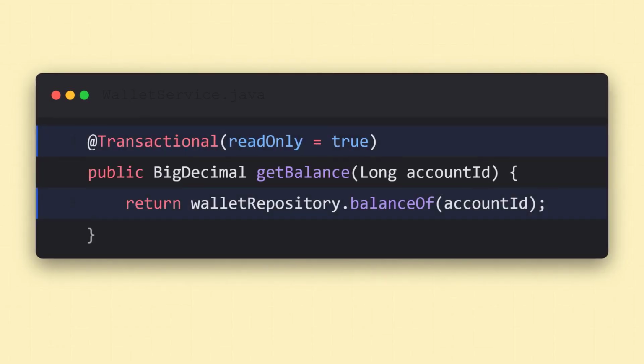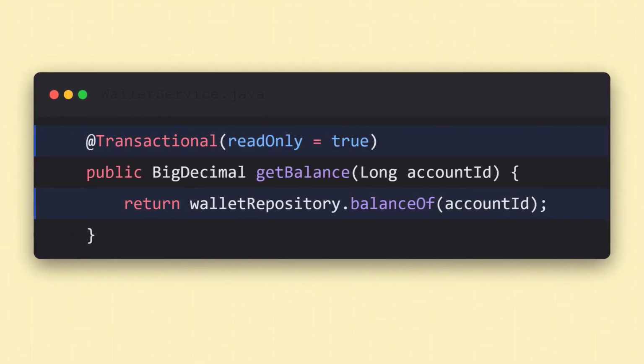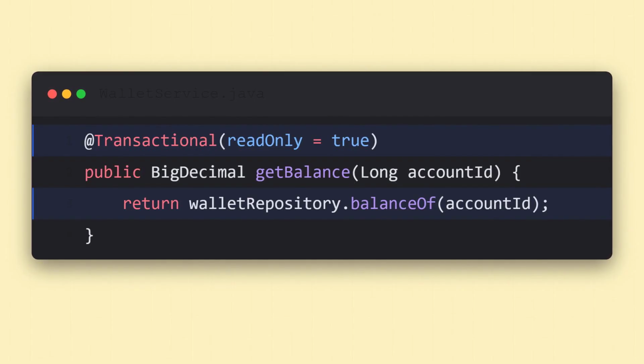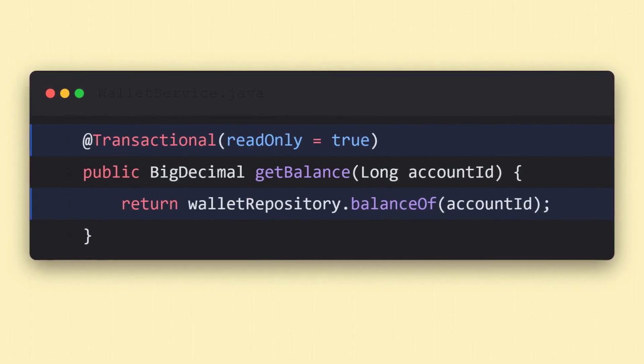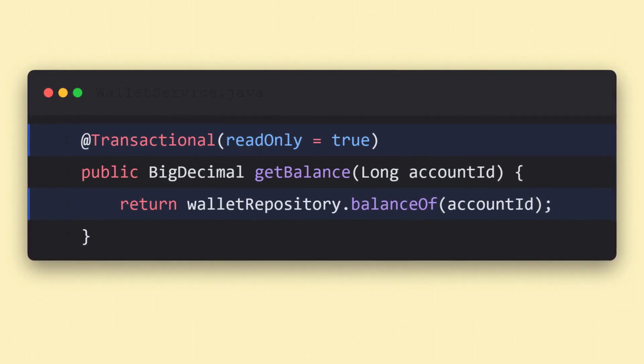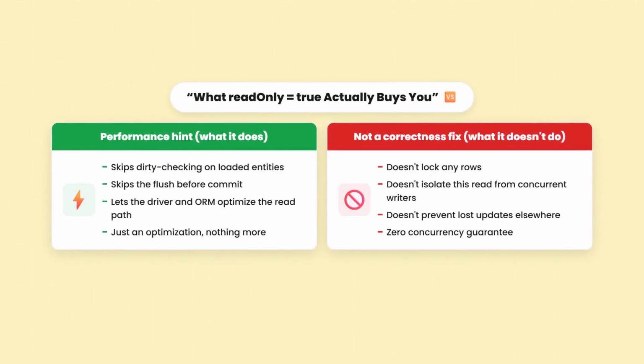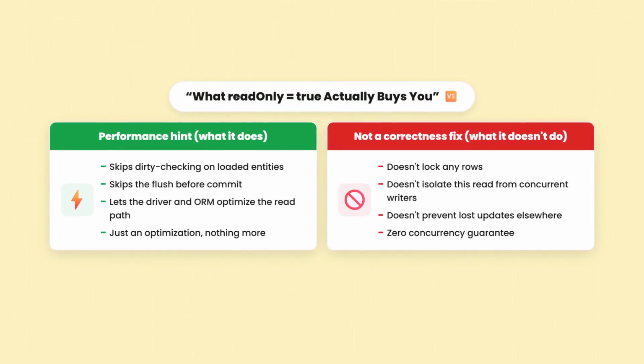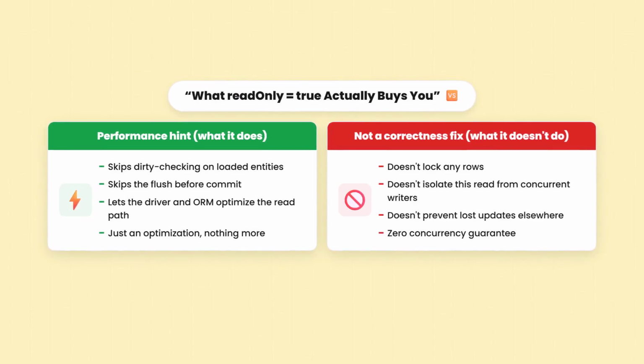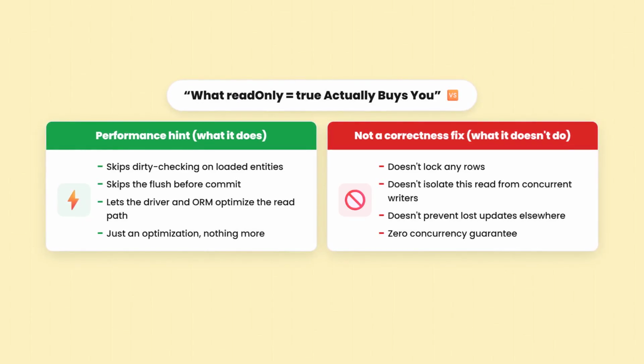Meet a new method. getBalance. It's marked @Transactional with readOnly equals true, since it only reads data and never changes it. Read-only is purely a performance hint. Spring skips dirty checking and flush logic. It does nothing to protect against concurrent writes elsewhere.